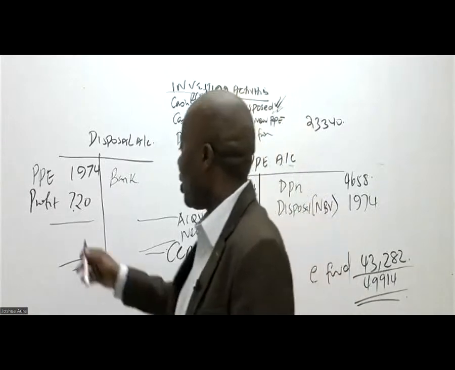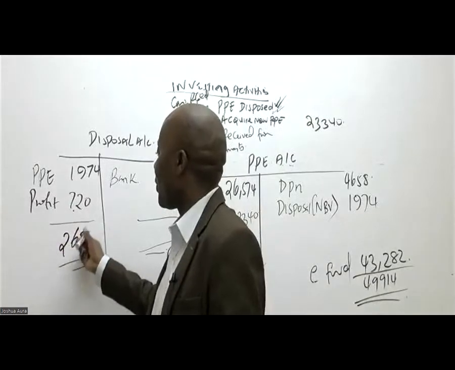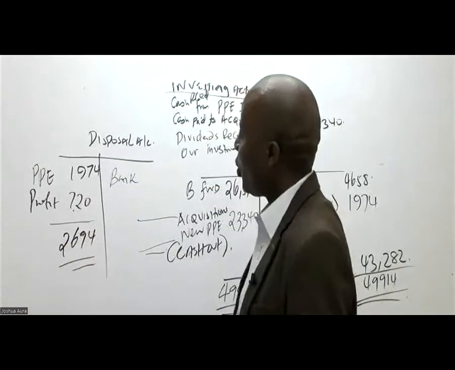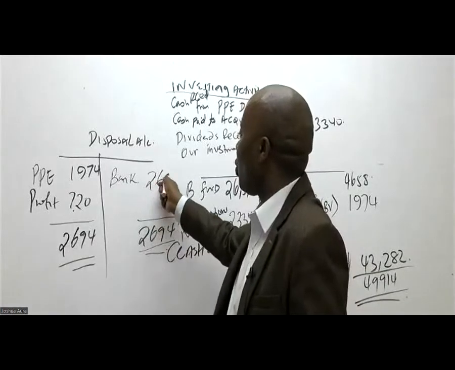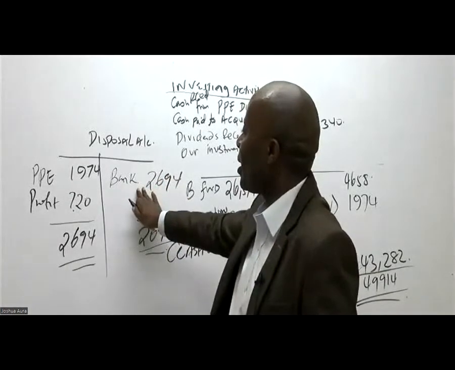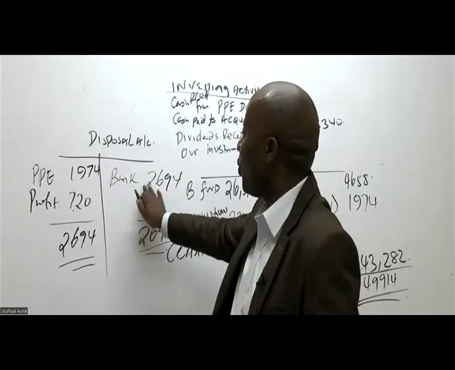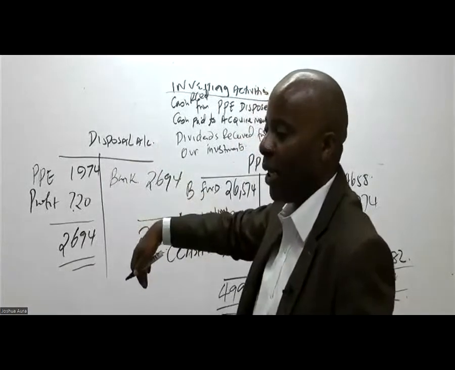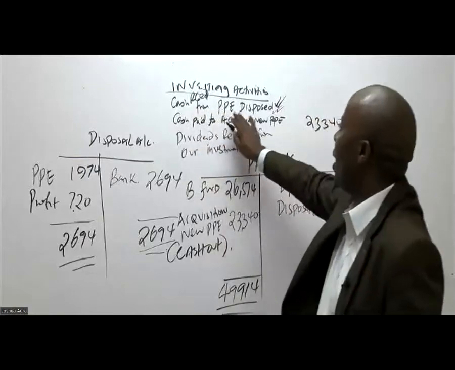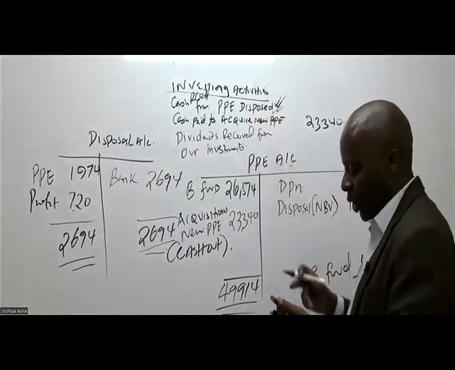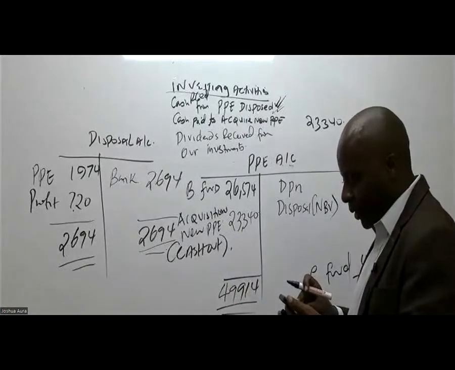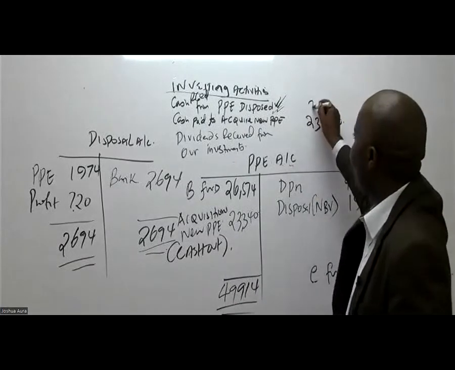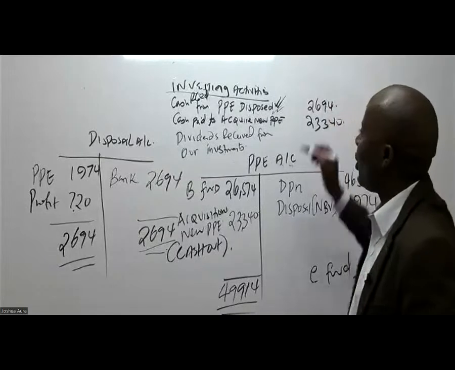$26.94. So this $26.94 will also come there. So automatically this is bank $26.94. So I'm crediting the disposals account with this, and then I debit bank, meaning that the cash I received from PPE disposed is $26.94.